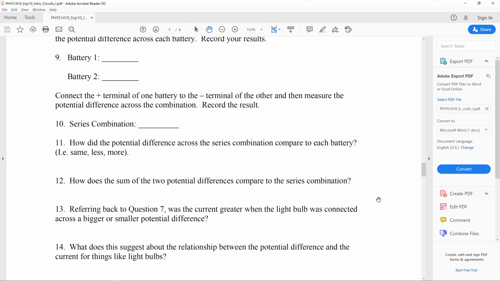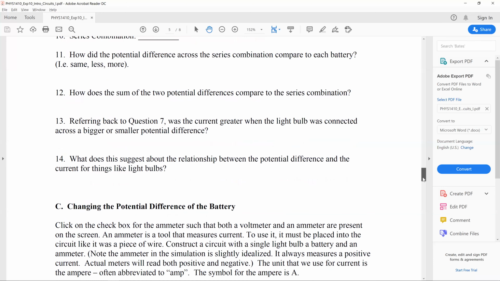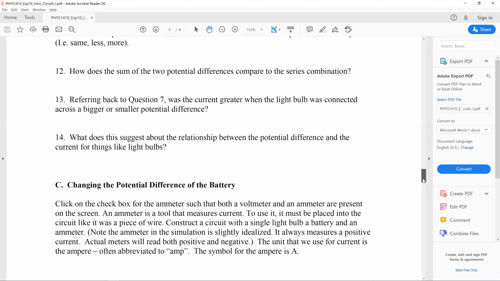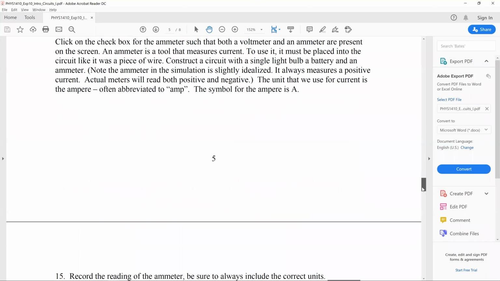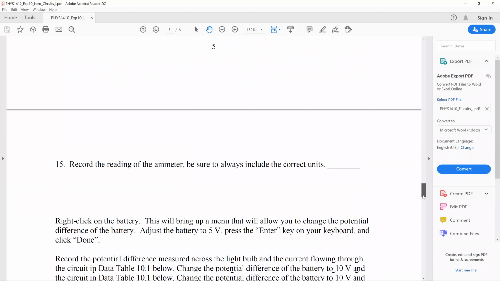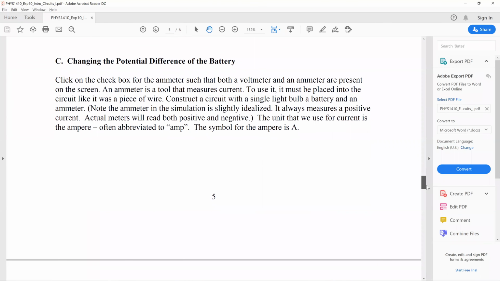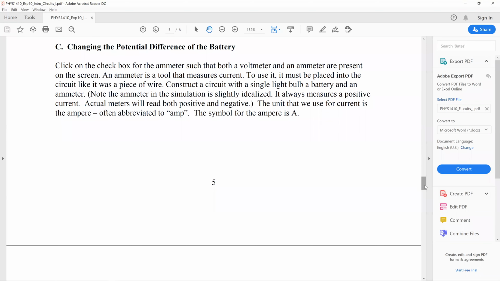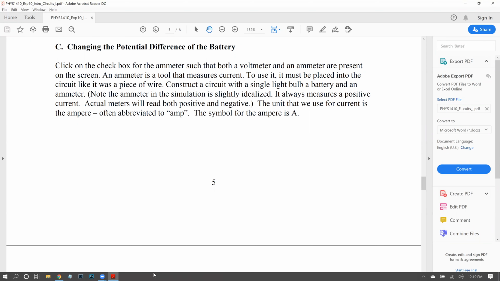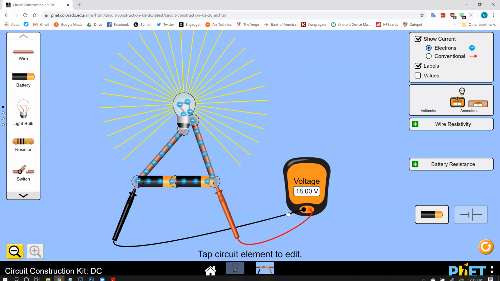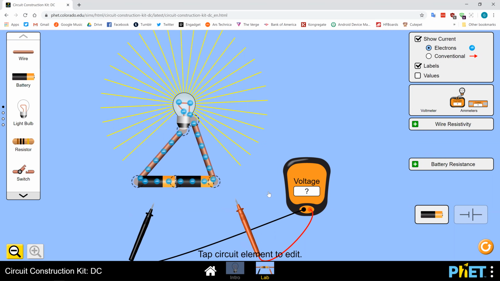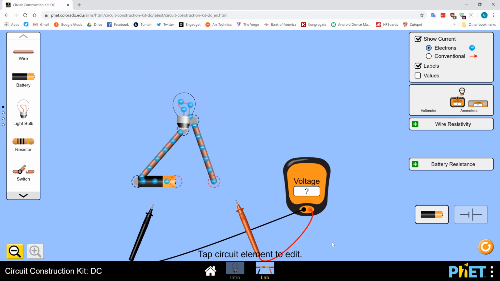Was the current greater when you had more or less potential difference? And what does that suggest about the relationship between potential difference and current? So this next part, we are going to change the potential difference of the battery. And when we say the battery, we're going back to one battery for this. So I'm going to go ahead and keep the voltmeter here, though technically you really don't need it for this part. I'm going to go ahead and just select this battery and trash it, and then move this over so that I have a complete circuit.